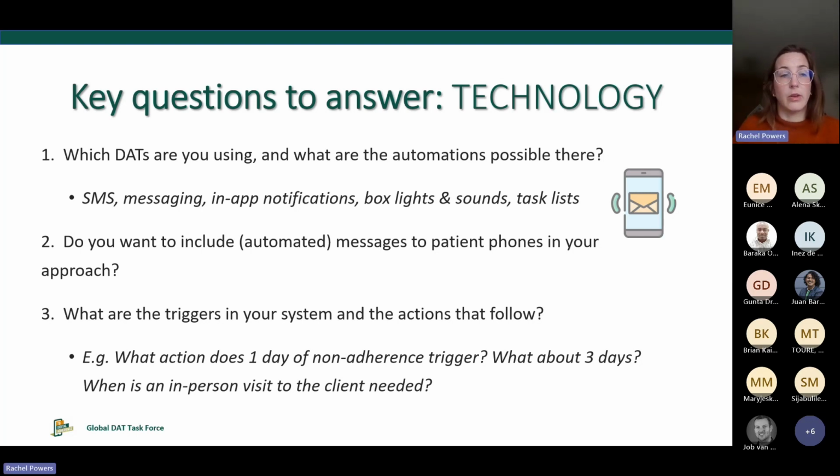You also need to think about what are the triggers in your system and what actions follow. So this is where you map out, what does 1 day of non-adherence trigger? What about 3 days? Is that a different kind of support action? And when is an in-person visit to the client needed? When is that human touch in person really required?